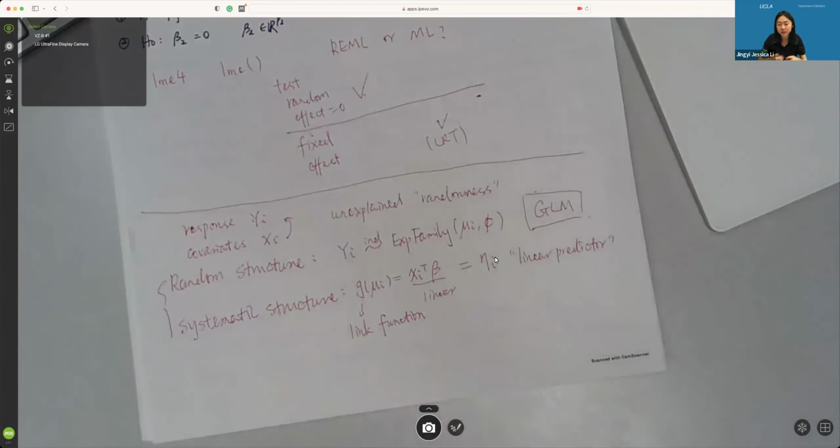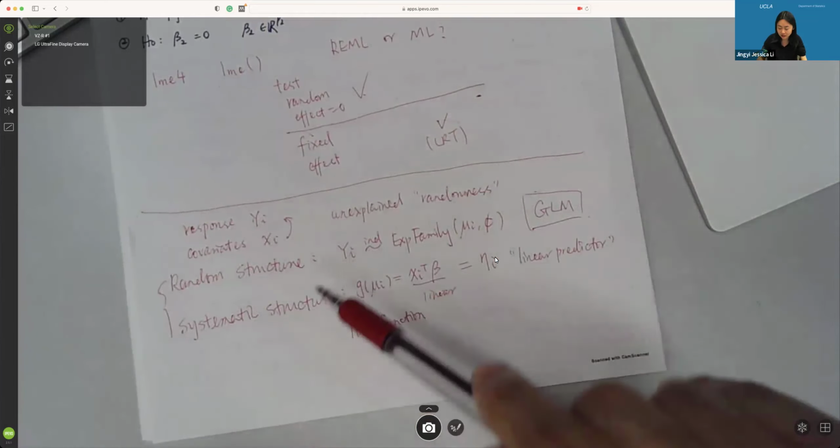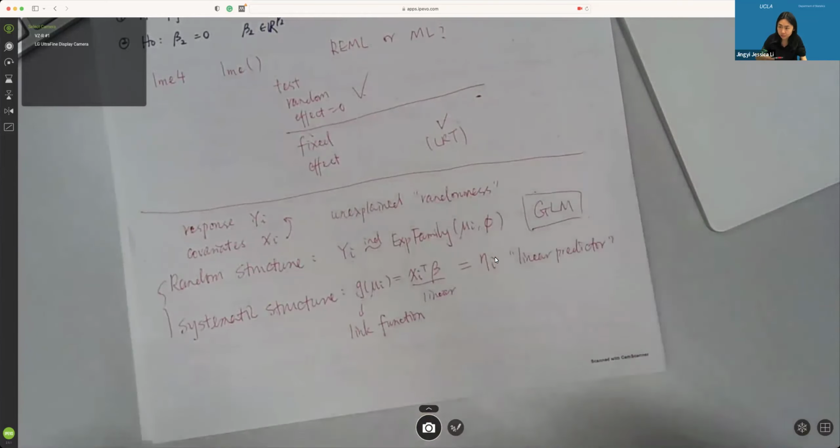And for the systematic structure, we said that for exponential family, there's a canonical link function, right? Basically, that can directly link this to that location parameter in your exponential family. And you can also have other non-canonical link functions which was historically used but may not be so popular nowadays, given the generalized linear model GLM theory prefers to use the canonical link function for simplicity.